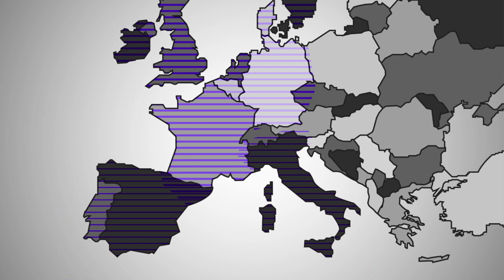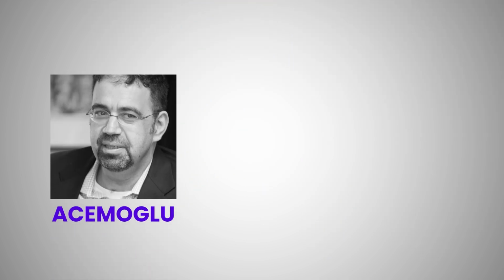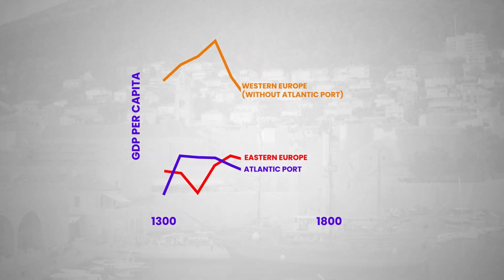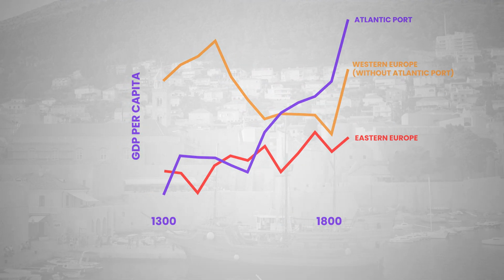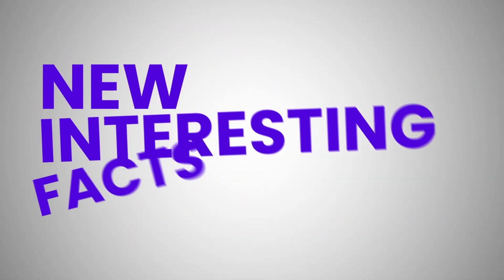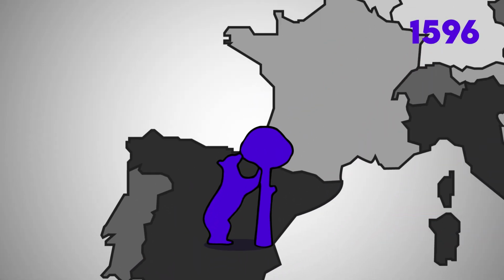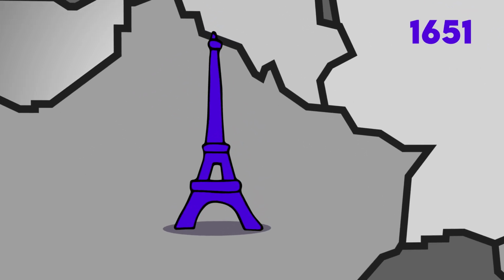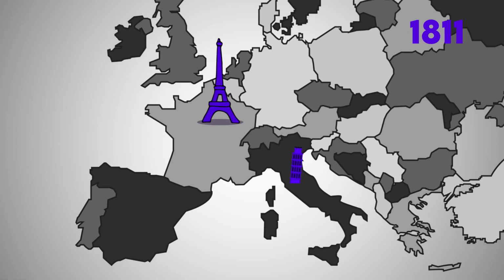Our estimates reproduce the well-known reversal of fortunes between Northern and Southern Europe, and the famous finding by Acemoglu, Johnson, and Robinson that the trade enabled by Atlantic ports contributed to the development of Western Europe during the 17th century. Our data also provides new interesting facts. For instance, it suggests Madrid was richer in 1600 than London or Paris, and that real income levels in Paris surpassed those of Tuscany only after 1800.